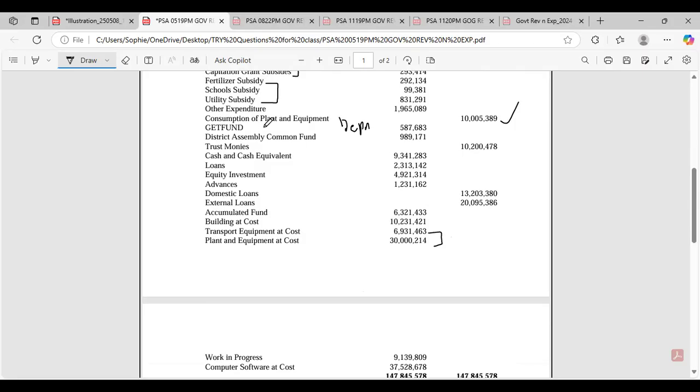Now look at this one. Get fund. This is assembly common fund. Who can tell me what that one is?